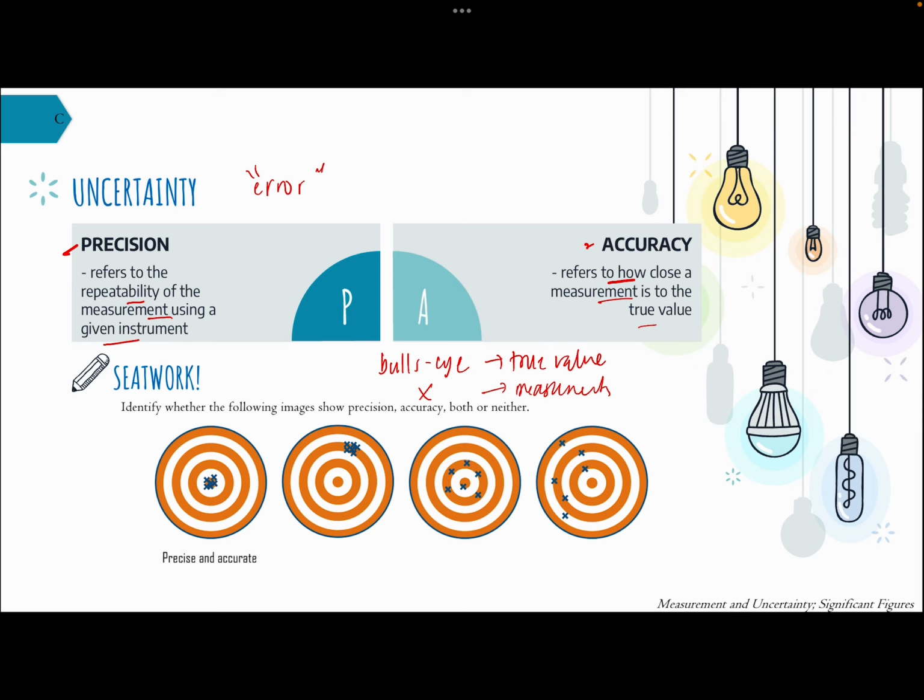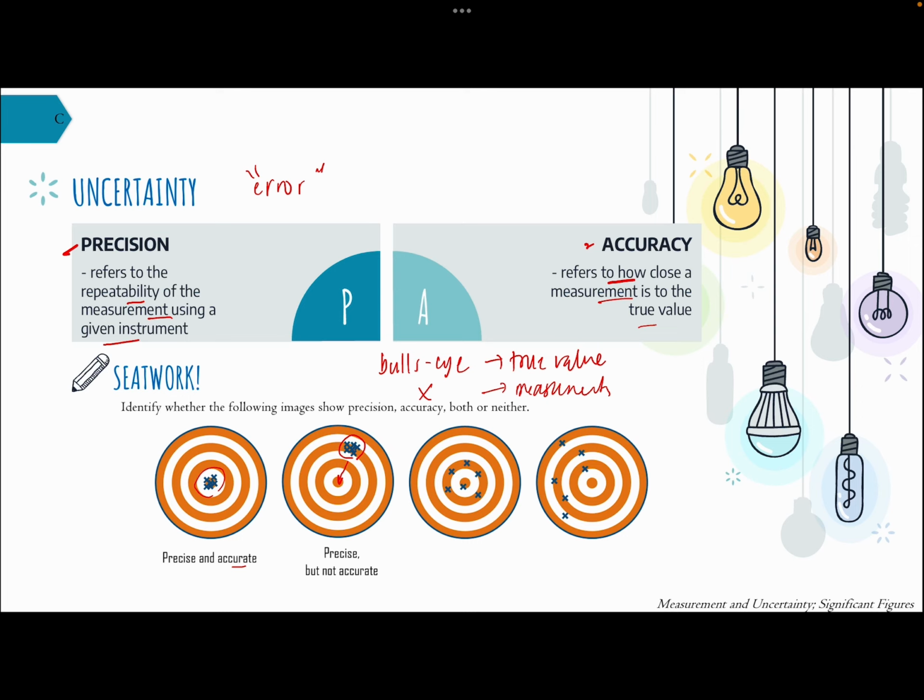Okay. So, in the first figure, it shows precision because the darts are grouped together, right? And they are close to each other. And at the same time, it shows accuracy because the darts have hit the bullseye. So, it's precise and accurate. The second figure naman, it's precise again because the darts are close to one another, but it is not accurate because the darts are far from the bullseye.